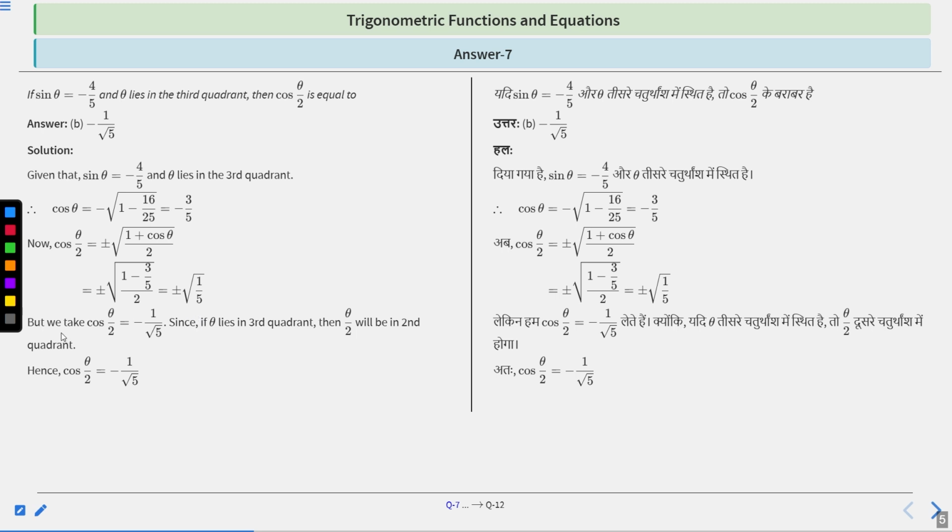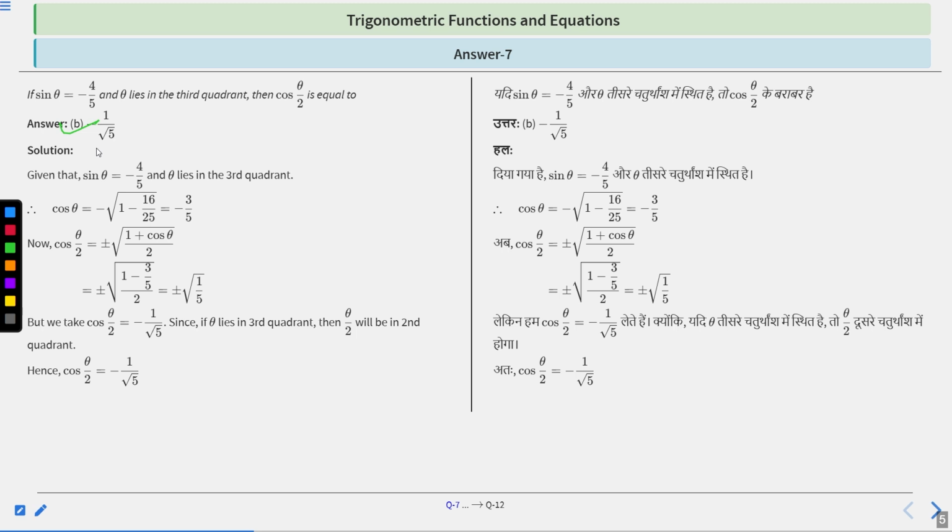Clear? But we take cos theta by 2 as negative, since if theta is in the third quadrant, then theta by 2 will be in the second quadrant, and in the second quadrant, cos theta by 2 will be negative. Therefore, we will ignore the plus sign. Therefore, cos theta by 2 will be minus of 1 by root 5. Hence, cos theta by 2 is equal to minus of 1 by root 5 will be the right choice. Option B is the right answer. Got it? Option B is the right answer.